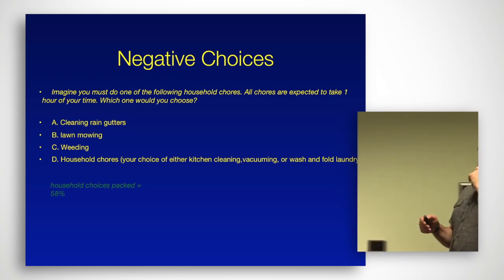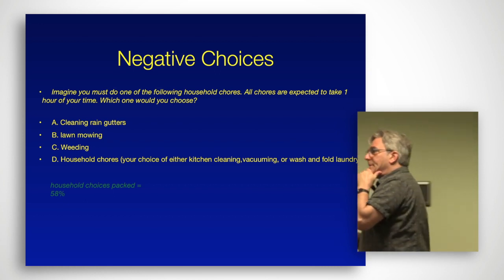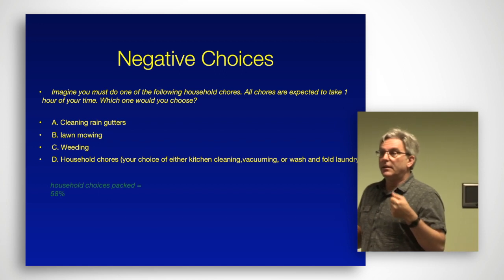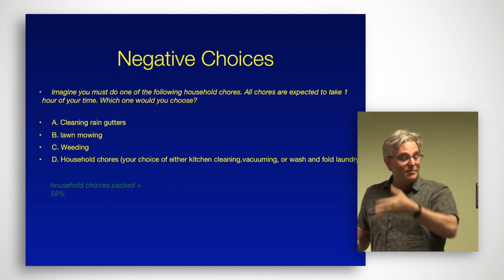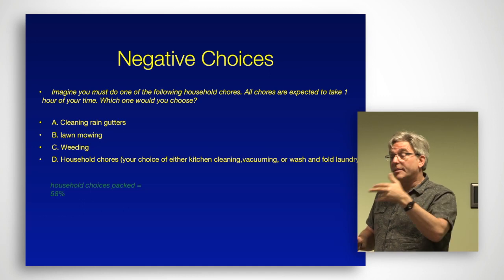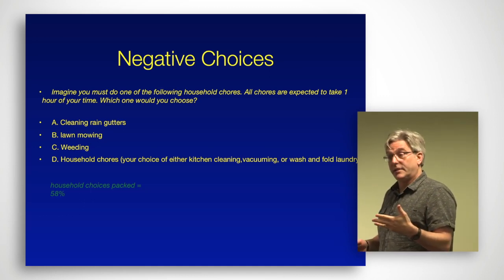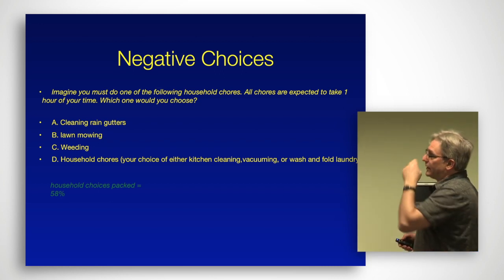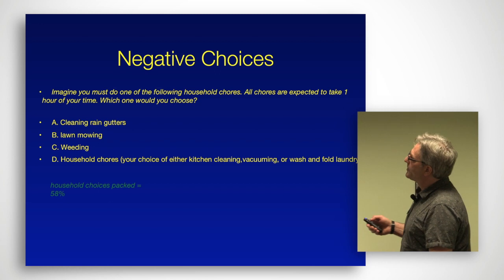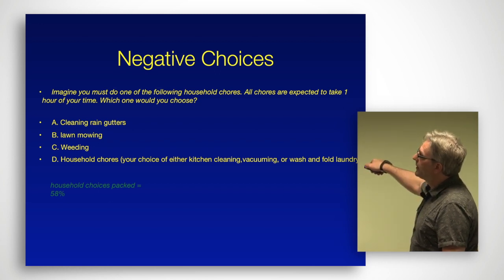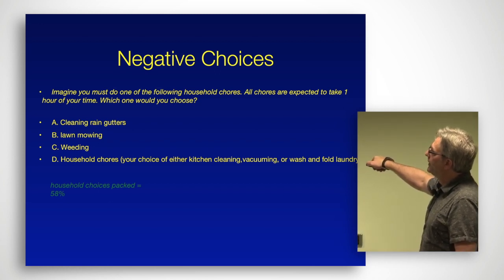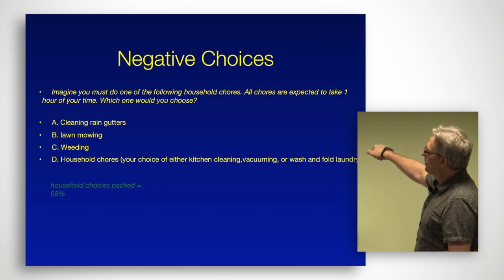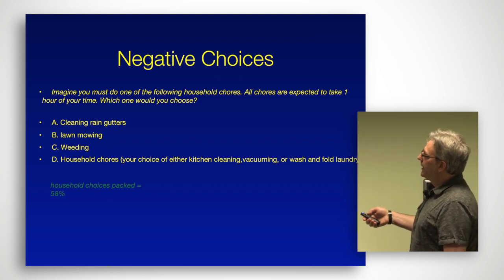So then we thought, well, how could we rule that out? One way to rule that out is to present people with negative options, bads. Because the salience argument would say, if I elaborate on the bads, I'm going to like them less. So listing bads separately is going to make them less popular, right, if salience and mental elaboration is what's driving it. So we did it with household chores. We asked people, would you rather clean rain gutters, mow the lawn, or weed for an hour, or do a household chore, your choice of kitchen cleaning, vacuuming, washing, or folding laundry, or we grouped it the other way around.